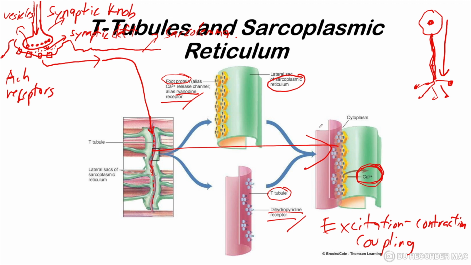So that's your action potential going here. When that action potential reaches this, it will trigger the release of calcium 2 plus in the lateral sac of your sarcoplasmic reticulum, essentially in the sarcoplasmic reticulum. Okay? Okay, so is that clear? I hope that's clear.